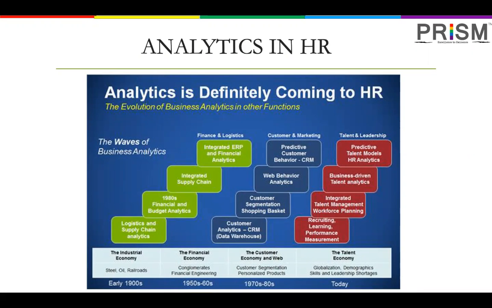Now that was a basic wave of business analytics, but you will find that in the 50s, 60s, 70s, and 80s, a move from the financial economy to the customer economy came into being. Bigger conglomerates moved from a financial engineering element to a customer segmentation element by using CRM as a database, understanding customer segmentation, the shopping basket element to be precise, and web behavior analytics, and also predicting customer behavior, which started getting very much used in the 80s.